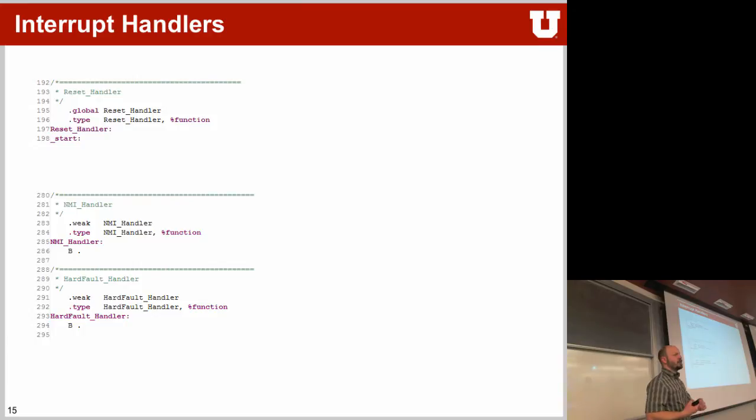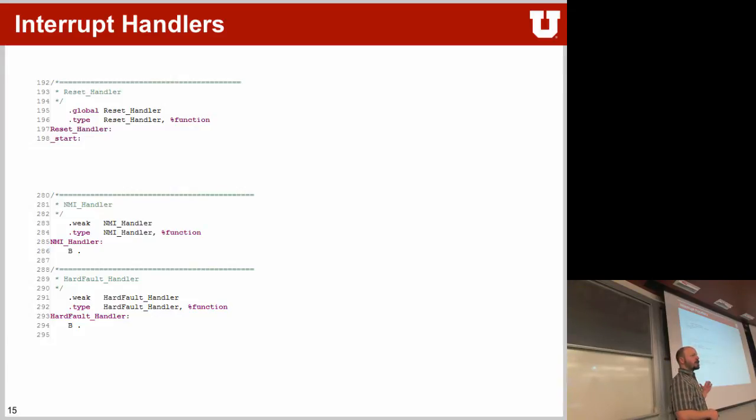The reset vector is not overwritable because you need that one. But all the other interrupt handlers are defined like this. They're a weak NMI handler, type function, and then they're just infinite loops to themselves. So a B dot means in assembly to jump to my own memory location. The dot refers to the current memory location where we are at. So this will just be an infinite loop. It will just be stuck there and wait for you to stop the system to see what happened. But you can overwrite them.